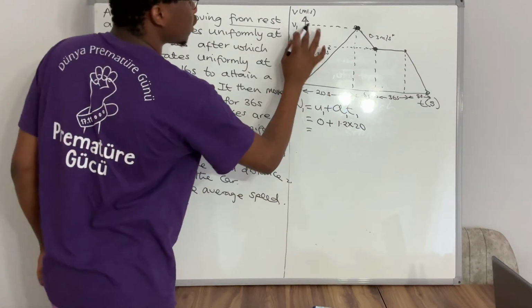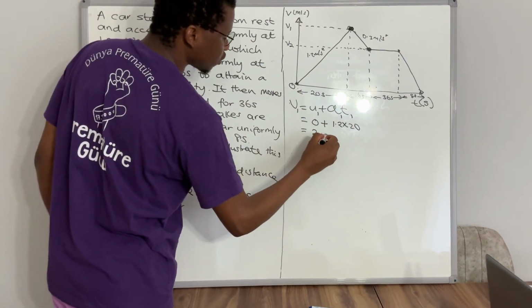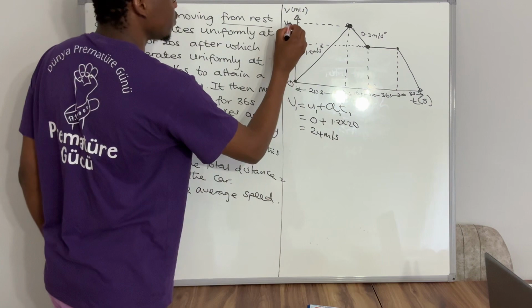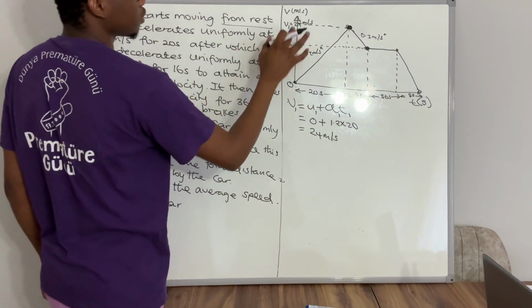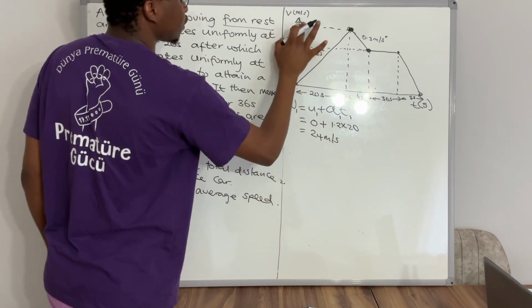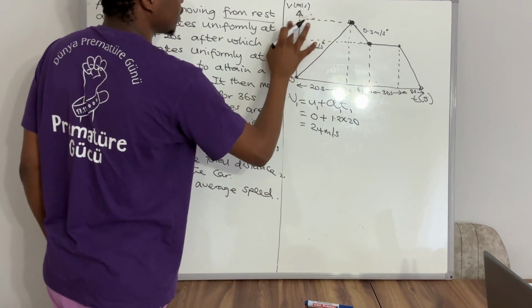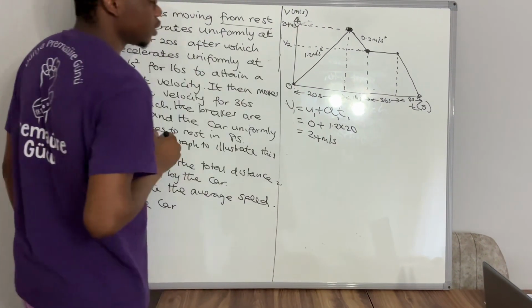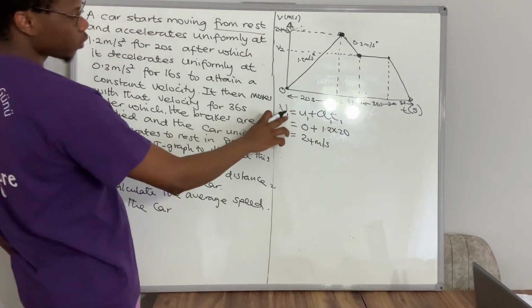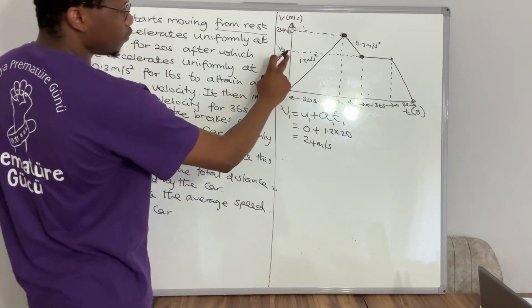That gives us a velocity of 24 meters per second. So v1 is equal to 24 meters per second. All right, 24 meters per second. Okay, so I need to find v2.